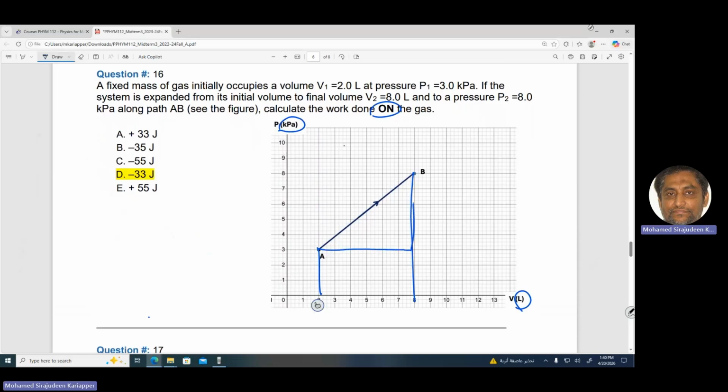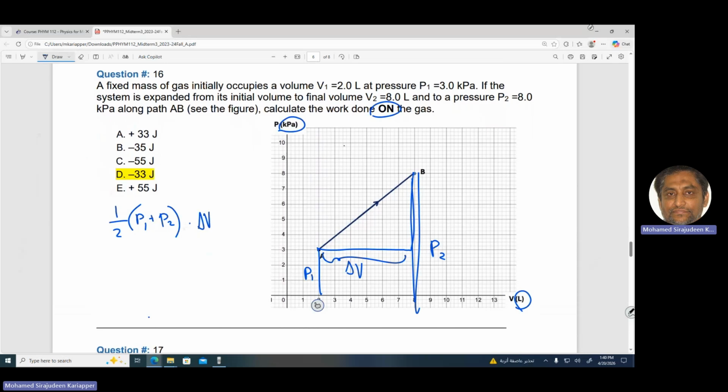There are two ways to do that. If you know it is a trapezium, for a trapezium the area is half (P1 + P2) times the height of the trapezium, which is the distance between the two parallel sides, which is delta V. That's one way of finding the area.